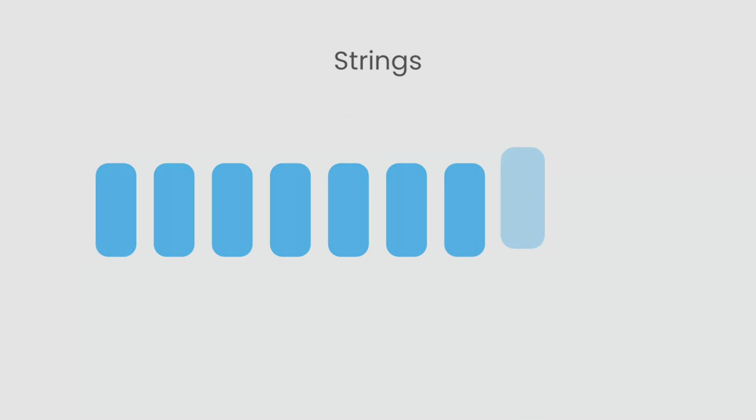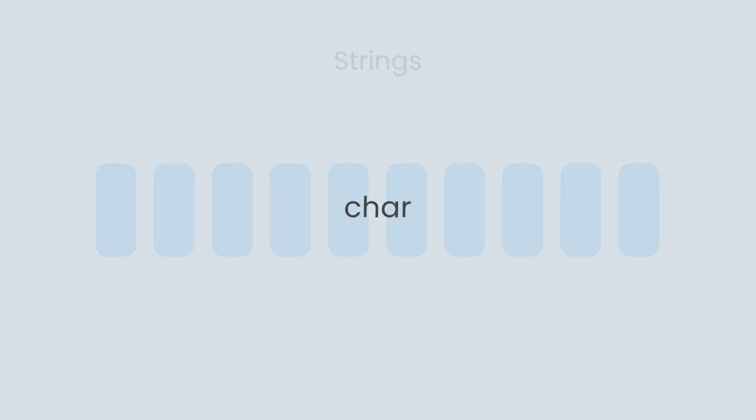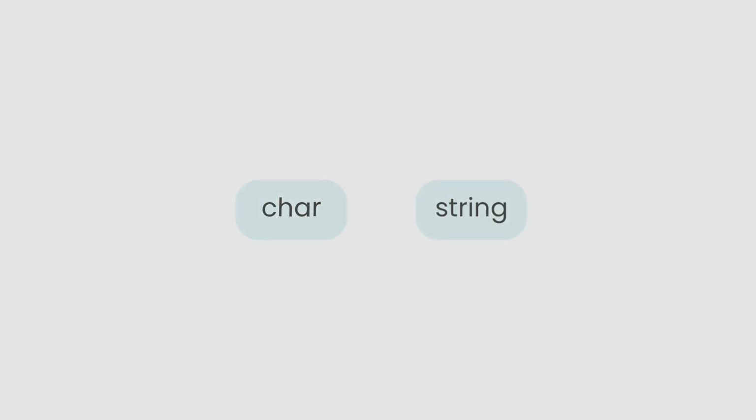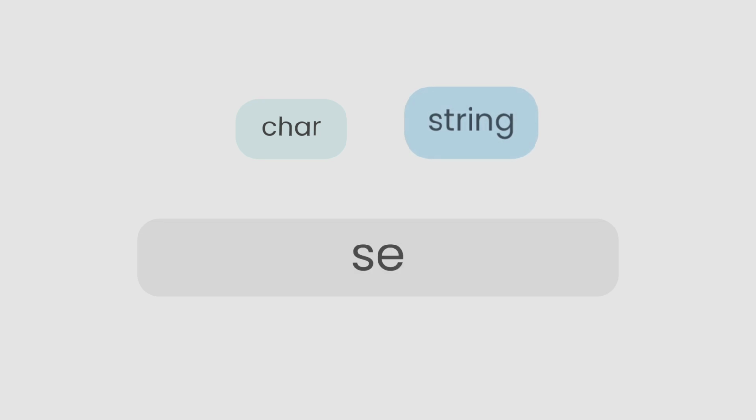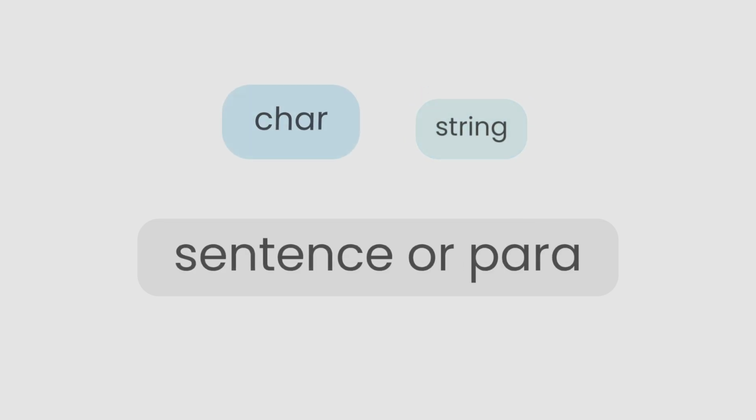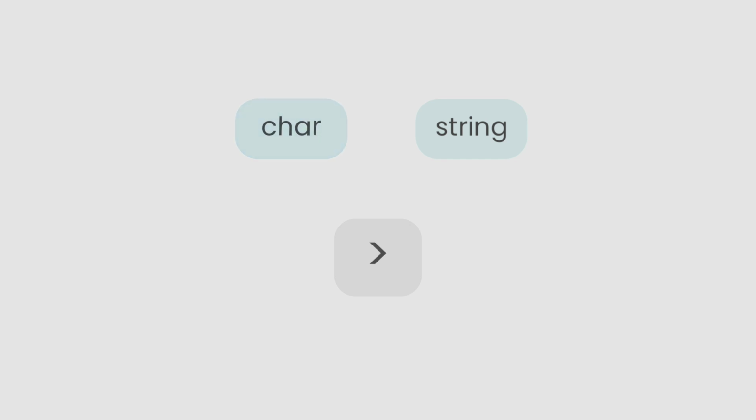Strings are a data type that can store large amounts of text or sequences of characters. Whereas, characters or char variable can only store a single character. It's important to choose the appropriate data type for the type of data you want to store in your program. For example, you would use a string to store a sentence or a paragraph, while you would use a char to store a single letter or a symbol.